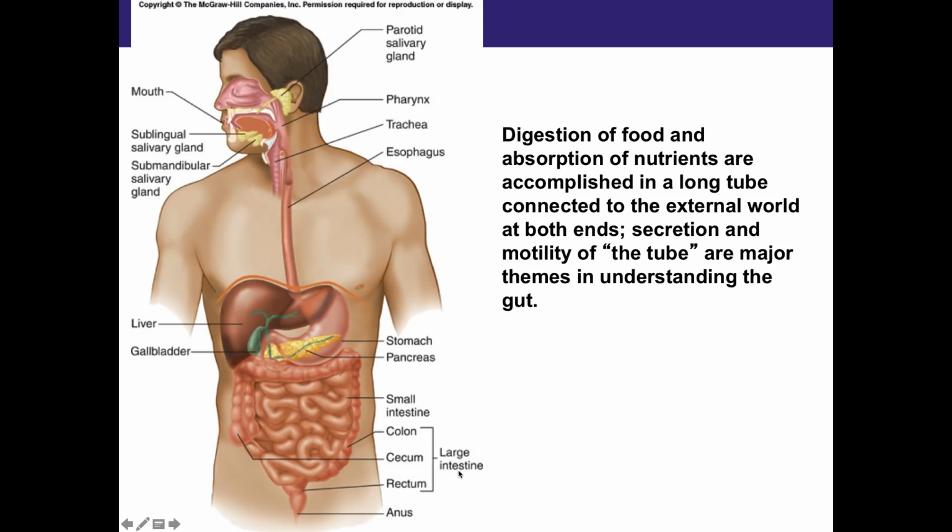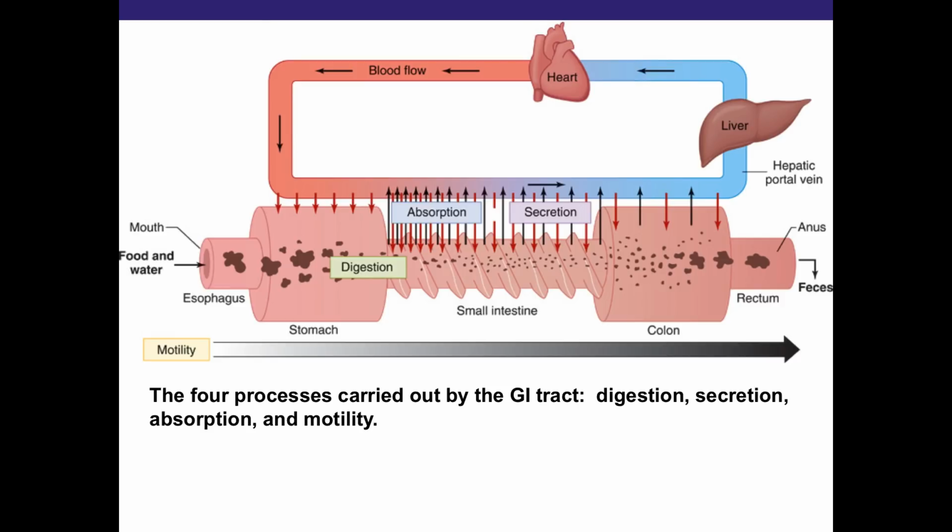Do know some of the parts associated with the GI tract, upper and lower, and then the function. So the four processes carried out by the GI tract: digestion, secretion, absorption, and motility. Now, I'm not going to assume that you guys remember this from the kidney, so I want to make sure that you guys know the difference between absorption and secretion.